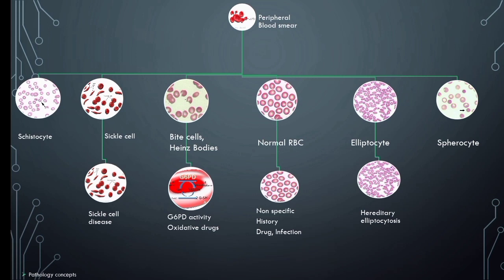Let's see, on peripheral smear we find the sickle cells. Sickle cell disease is a group of hemoglobinopathies that includes the mutation in the gene coding the beta subunit of hemoglobin. This group includes sickle cell anemia, hemoglobin S, C disease, hemoglobin sickle beta thalassemia, and sickle cell trait, hemoglobin AS.